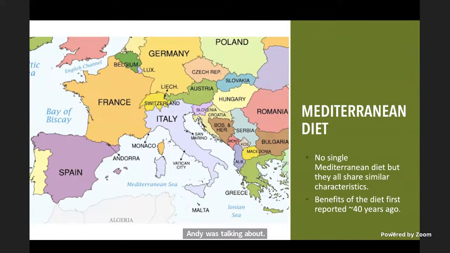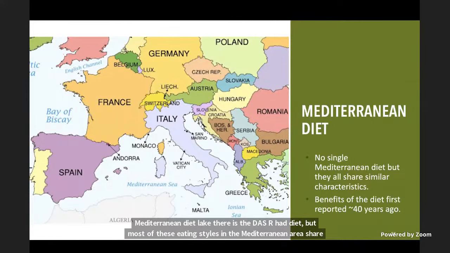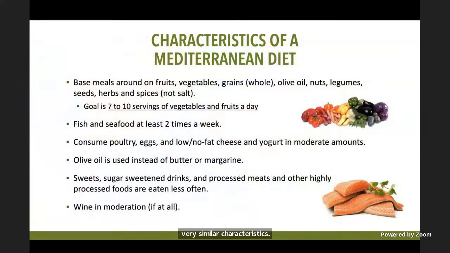Again, this is an eating style. There's not a single Mediterranean diet like there is the DASH diet, but most of these eating styles in the Mediterranean area share very similar characteristics. And this has been an eating pattern that has been studied for more than 40 years with a lot of known benefits. The characteristics of a Mediterranean diet share some factors that are very similar to the DASH diet.